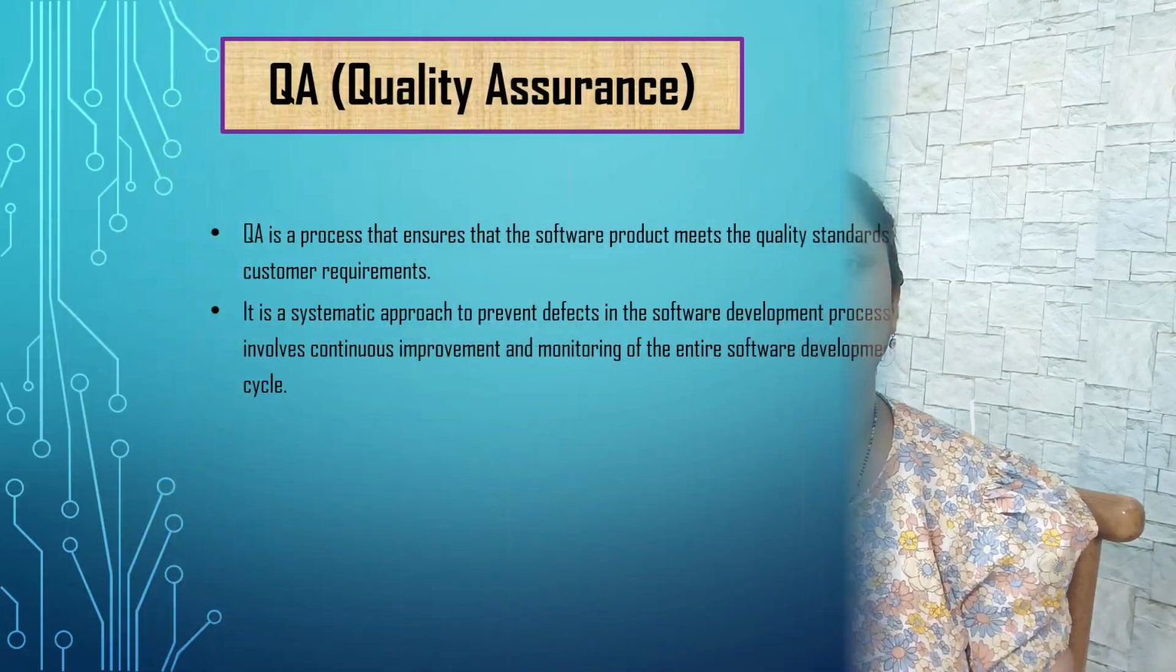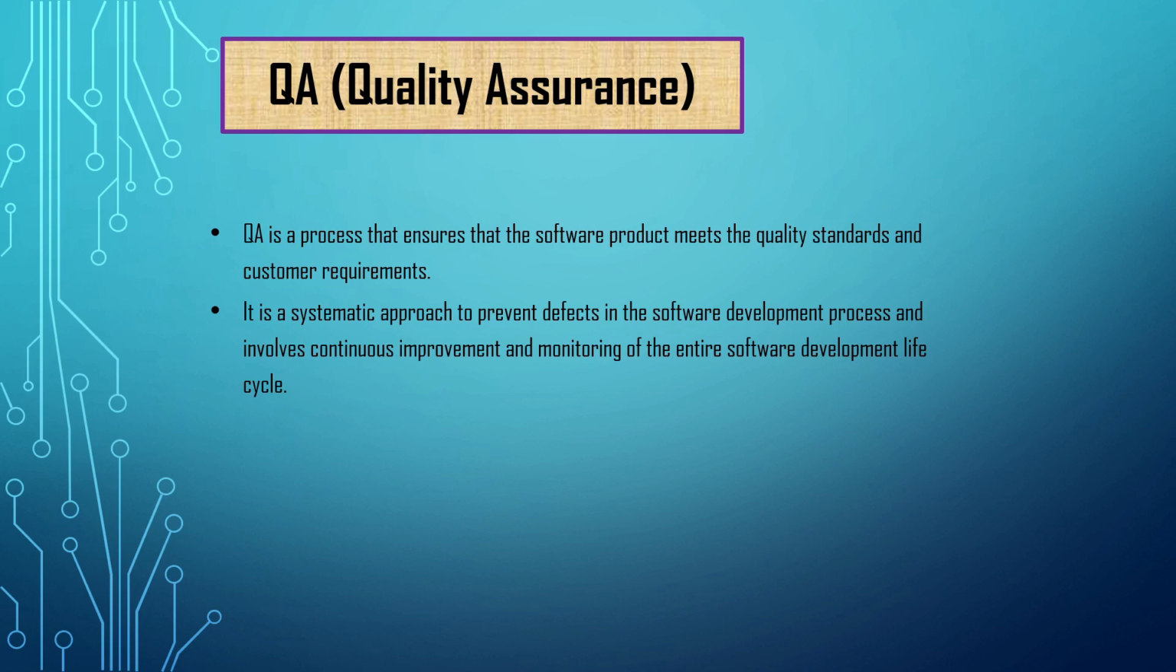So let's first discuss what is quality assurance. Quality assurance, QA, is a process that ensures that the software product meets the quality standard and customer requirement. Meaning it's a basic process every company follows in order to meet their quality standard based on the customer requirements. It's a systematic approach which will prevent issues in the software development process and involves continuous improvement and monitoring of the entire software development cycle.